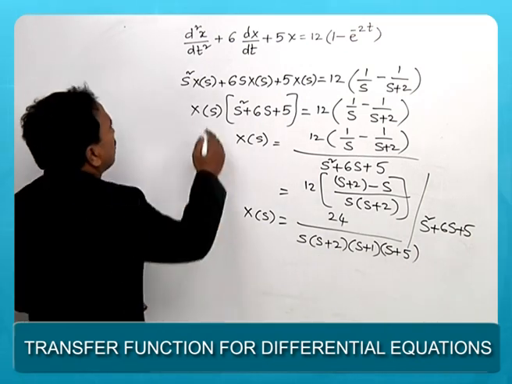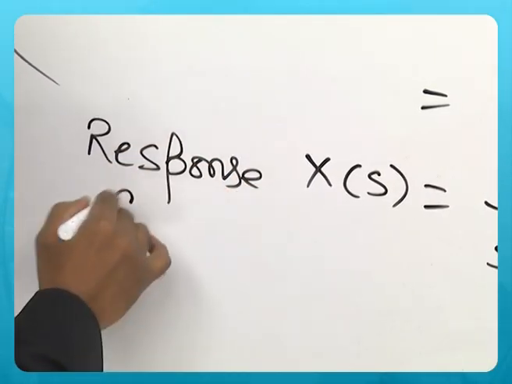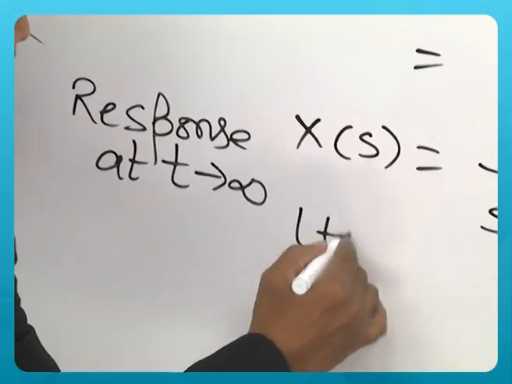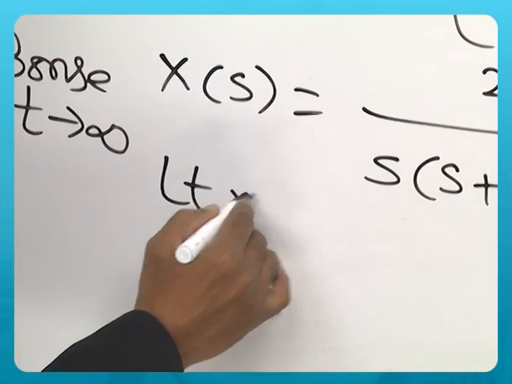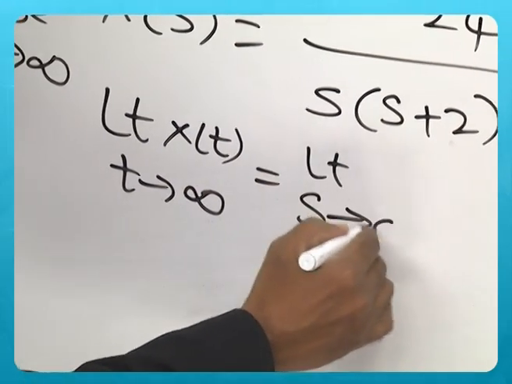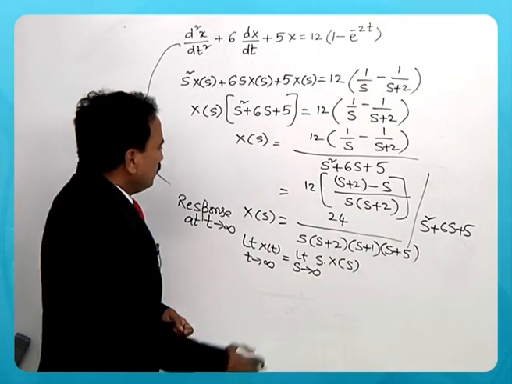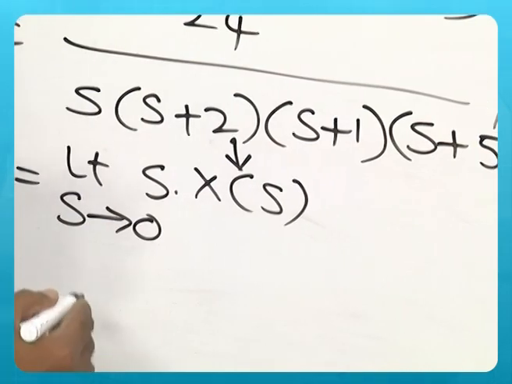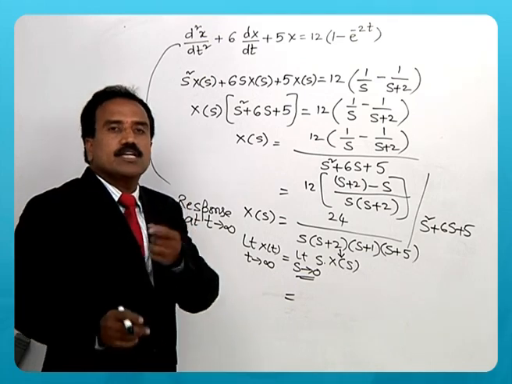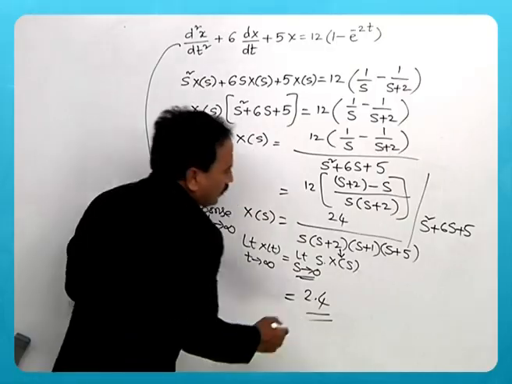Now, the question here is, what is the response as time tends to infinity. So, limit t tending to infinity x of t is equal to limit s tending to 0 s into x of s. So, you take this x of s here and substitute s equal to 0, and you will get the response as time approaches infinity. You will get the answer as 2.4 finally.